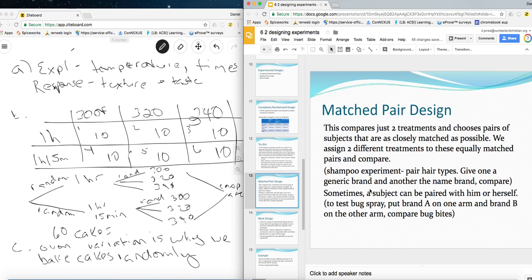And I guess you could do the shampoo even with a matched pair, if I wanted to wash half my hair with one shampoo and half my hair with the other shampoo. But that's the kind of thing that we're talking about with matched pairs. Something is being compared with it. Either a person with another person who's similar, or you can be compared with yourself.